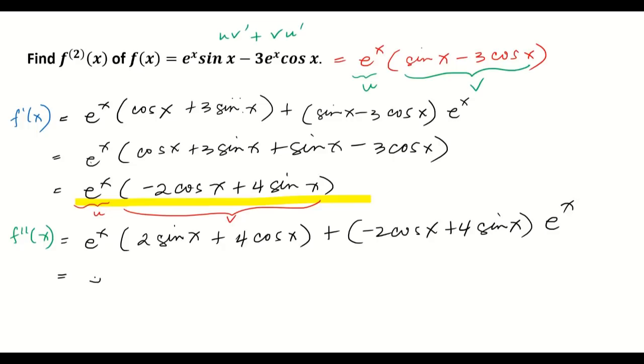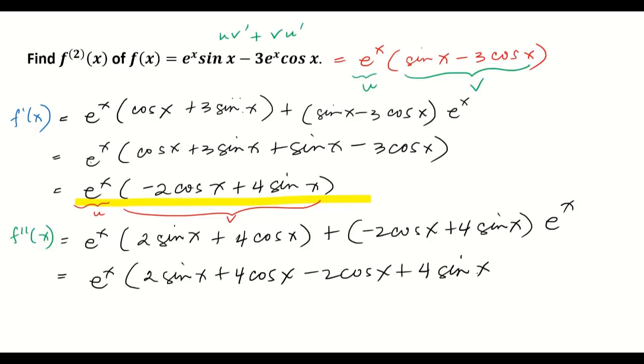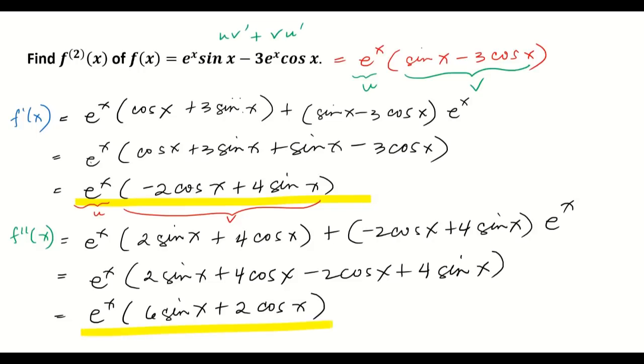So e raised to x is a common factor, and then we can have this as 2 sine x plus 4 cosine x minus 2 cosine x plus 4 sine x. And then simplifying, we have e raised to x times 2 sine x plus 4 sine x would be 6 sine x. And then we have 4 cosine x minus 2 cosine x. That would be 2 cosine x. So this is our second derivative.